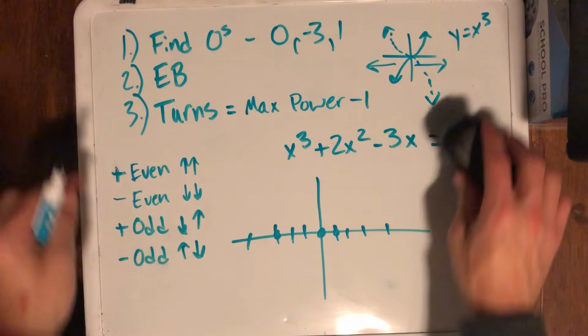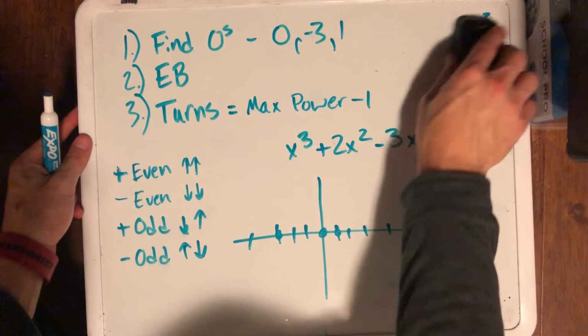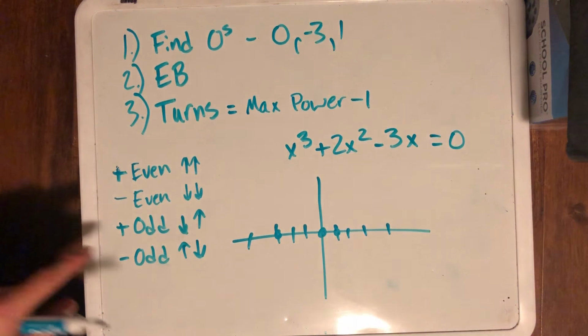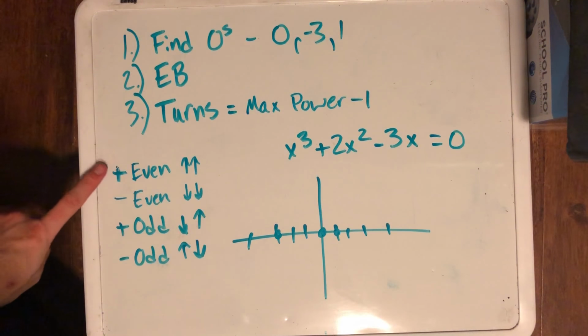So now we've got our cheat sheet for all of our, so this is every case, for every polynomial, okay? The highest power can only be even or odd, and the coefficient can only be positive or negative.